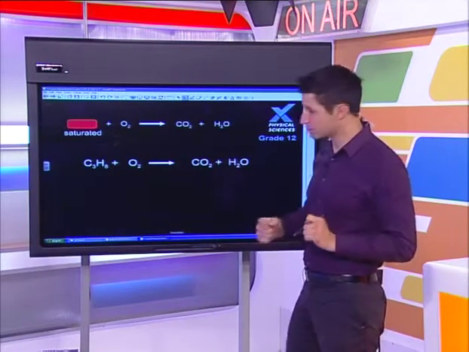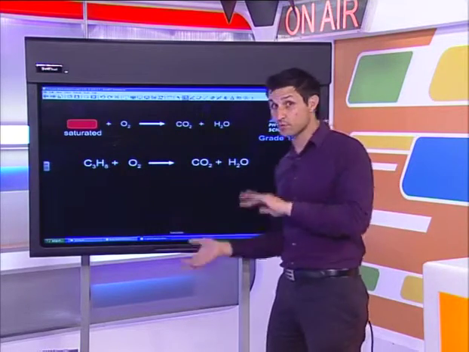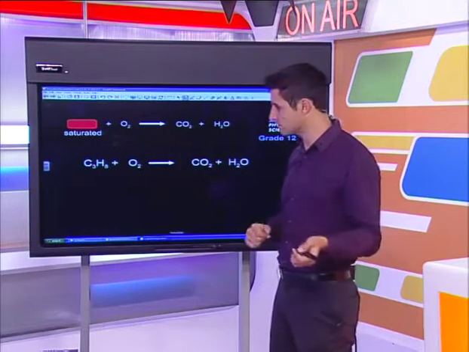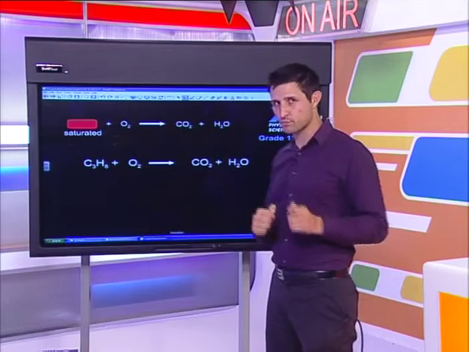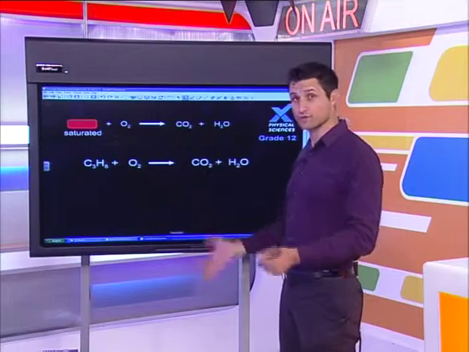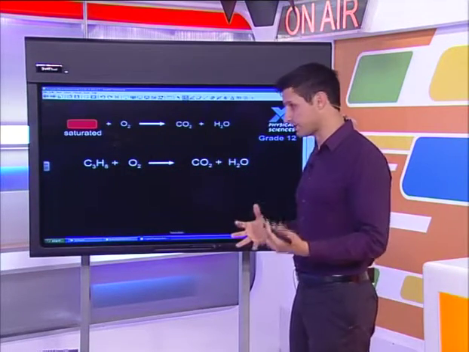The one which I've chosen, I hope that you can name this: 3 carbons, 8 hydrogens. 3 means prop, and because there are 2n plus 2, that means that I've got an alkane. Now that's not the important piece. What I'm going to do is show you a couple of tricks on how to balance one of these reactions. I've chosen this one because it's particularly tricky.